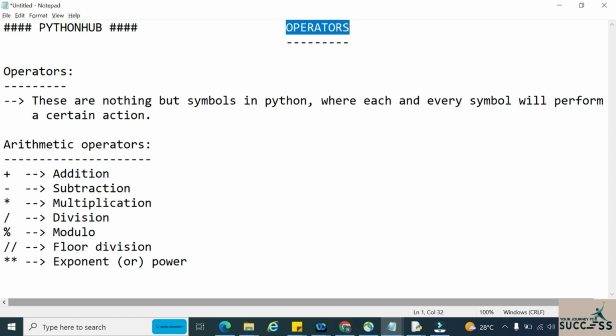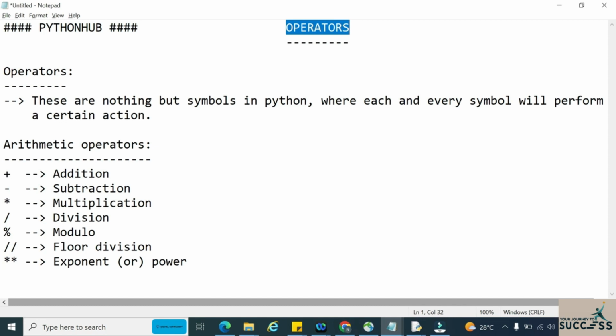An operator is a symbol in Python. Each and every operator is a symbol in Python, and each operator has a specific functionality. Each operator will perform a specific operation in Python. So all those operators we will try to understand in this chapter.